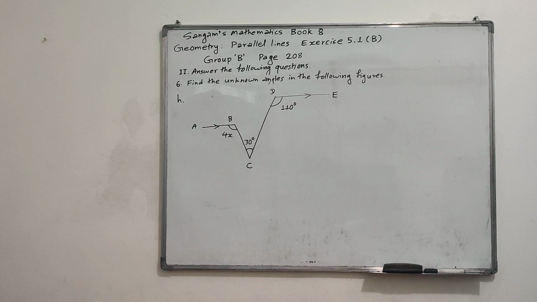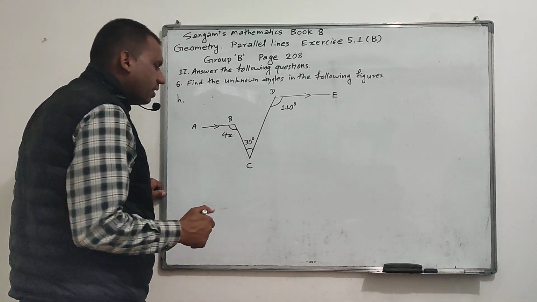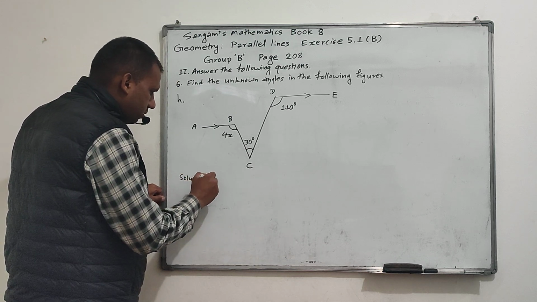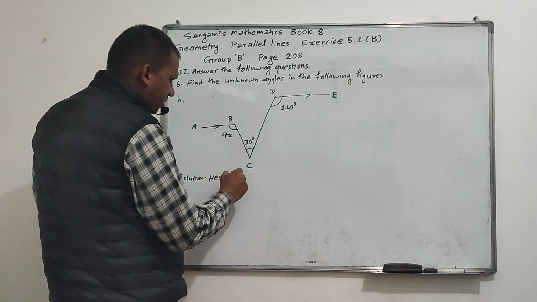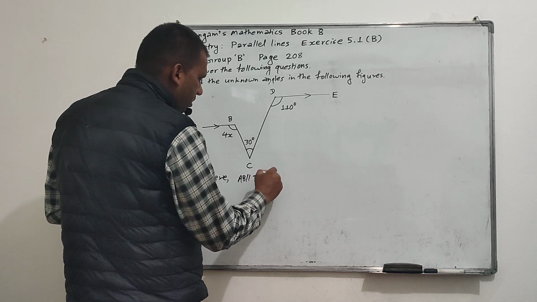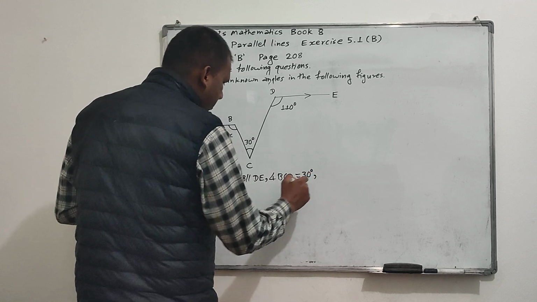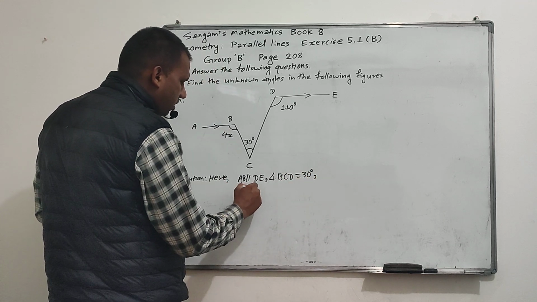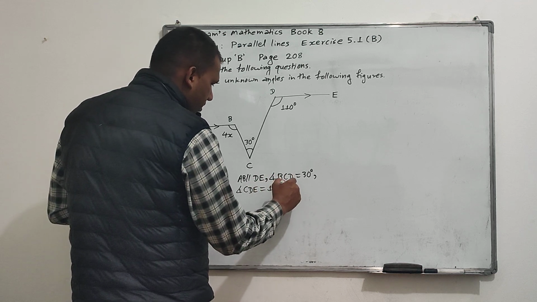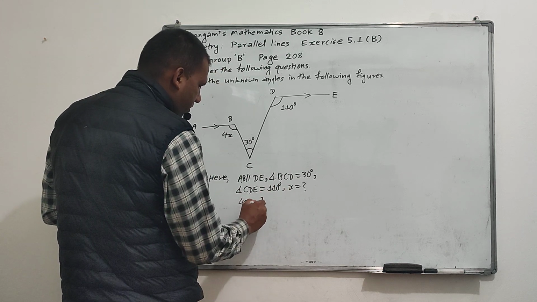Now, next question for us. We have to find the value of x in this figure. Now, its solution. Here AB is parallel to DE, angle BCD is equal to 20 degrees, angle CDE is equal to 110 degrees, and x is equal to question mark.